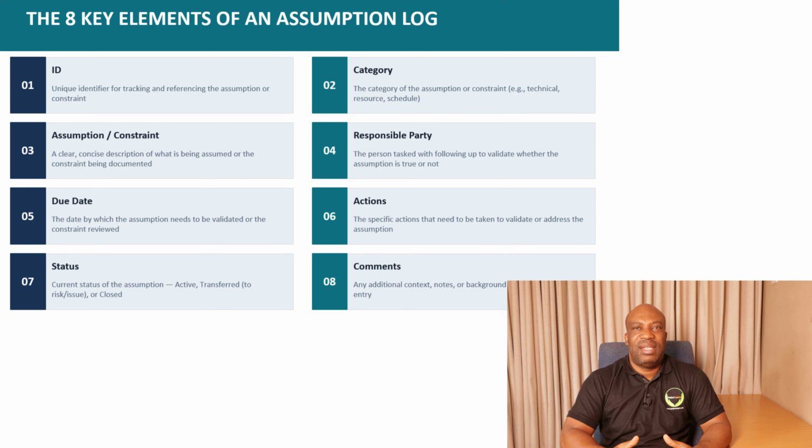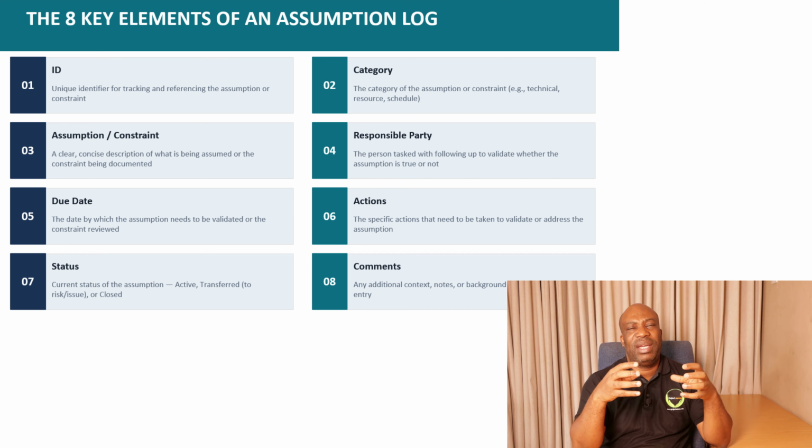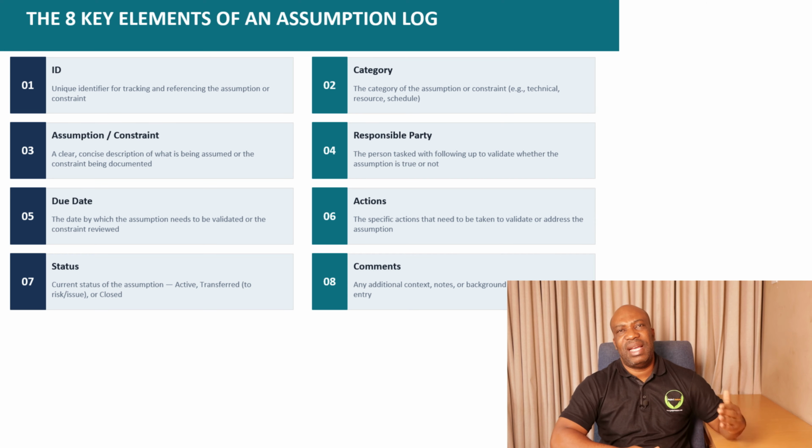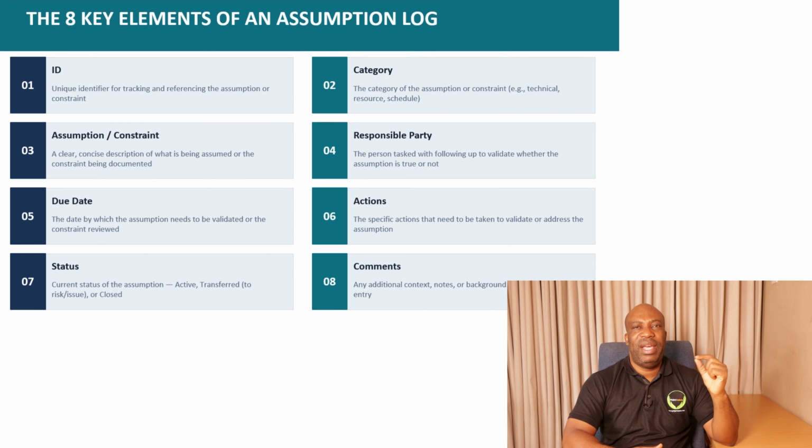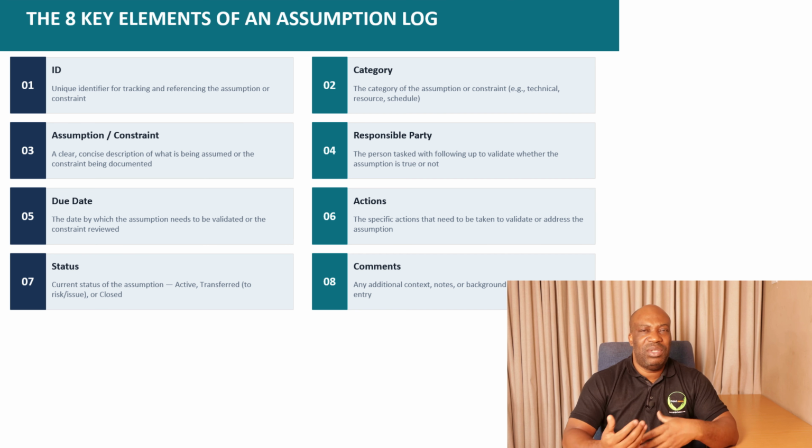The first one is a unique ID. I can tell you from my experience, there is no way you can run a project without assigning unique IDs, whether it's a risk ID, an issue ID, or even a plan. Action items also have IDs. The same applies to the assumption log. There must be a way to number your IDs. You can use numerical, or alphanumerical, which means mixing both of them. And then this ID is used as a reference.